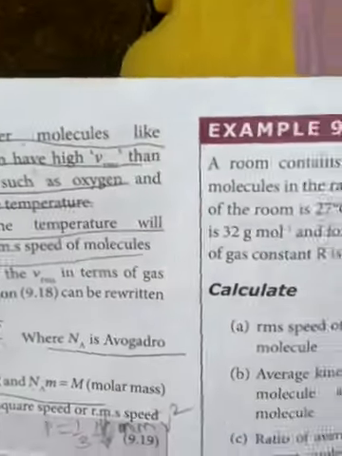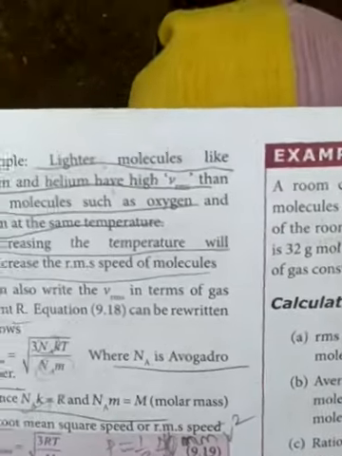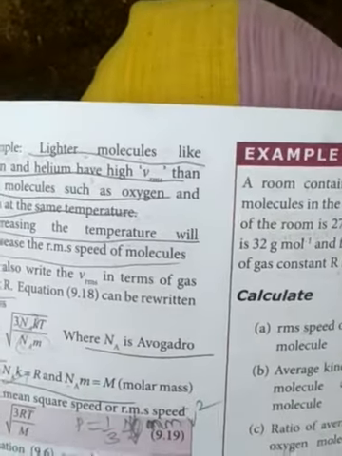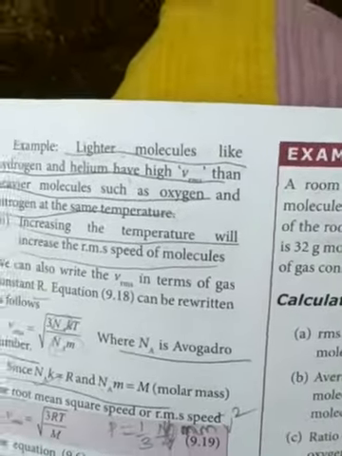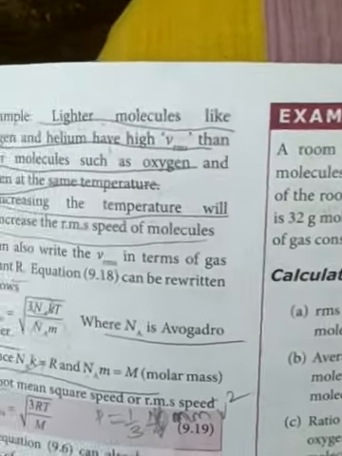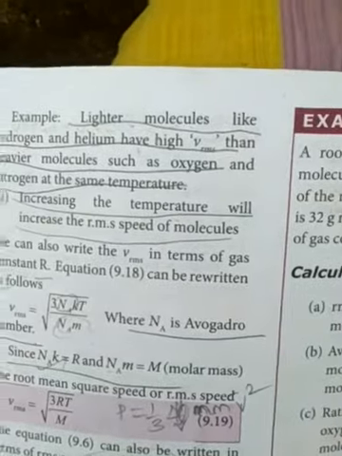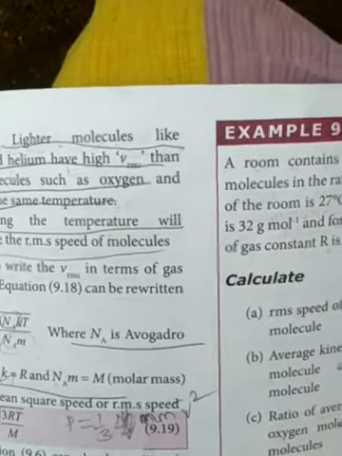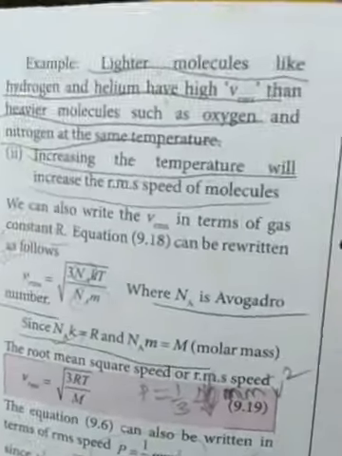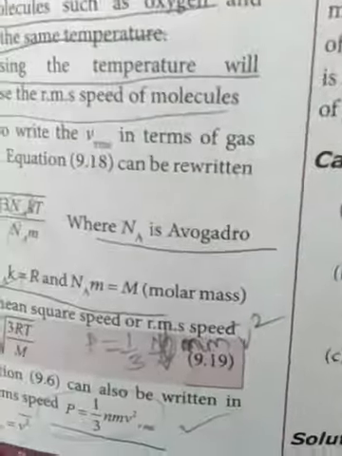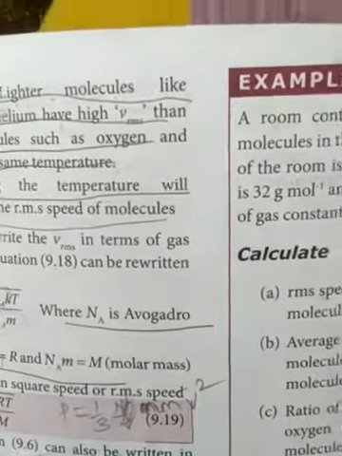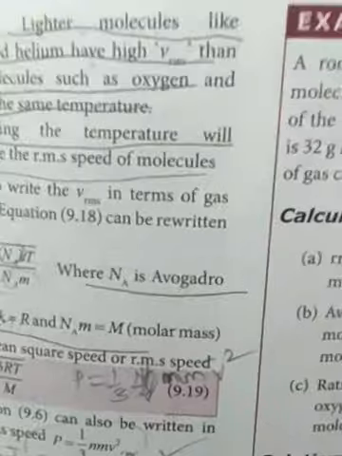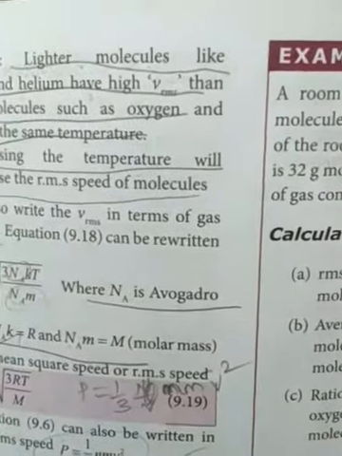Next point. For example, lighter molecules like hydrogen and helium have higher VRMS, then heavier molecules such as oxygen and nitrogen. Second point: increasing the temperature will increase the RMS speed of the molecules. Whenever you increase the temperature, the speed of the molecules also increases. The higher the temperature applied, the faster the molecules move.